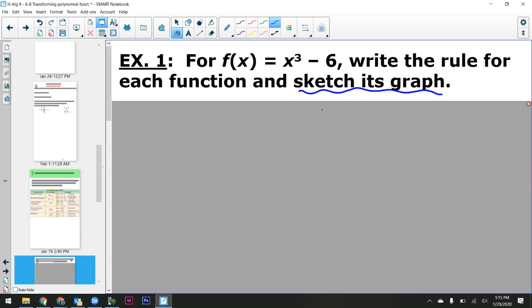All right, so again, you will have your calculator. If I ever ask you to sketch something, don't throw your calculator on.